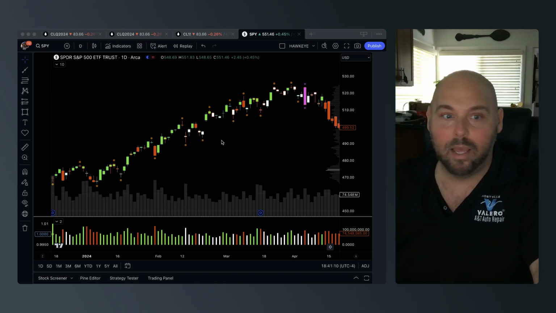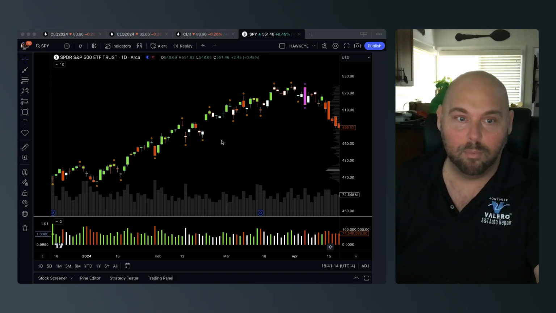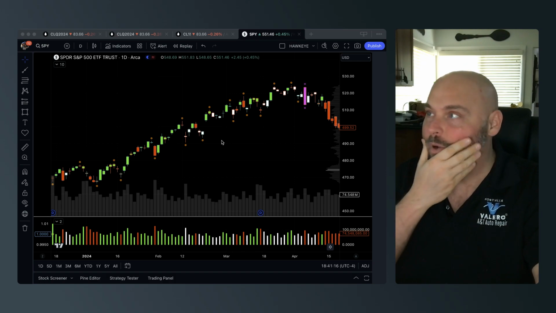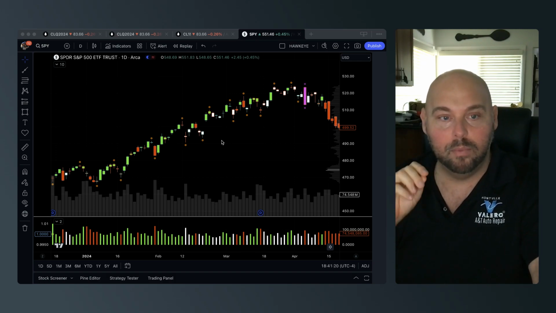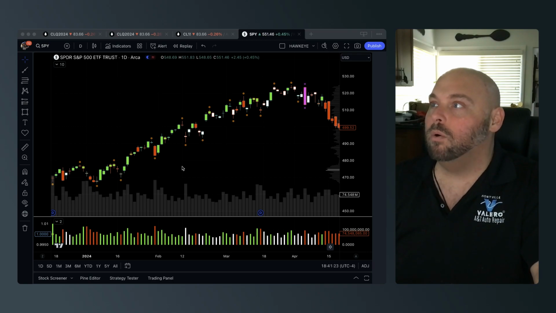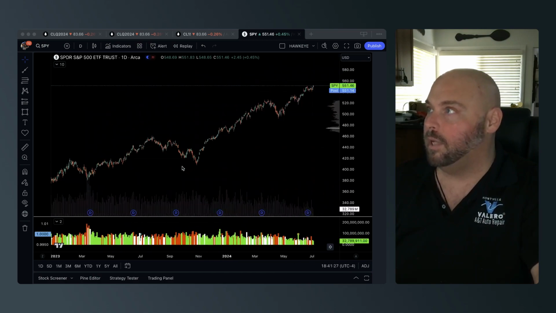What we're looking at here is the SPY. This is a daily chart, meaning each candle represents 1 day's worth of price action. Normal session, 9:30 a.m. to 4 p.m. Eastern Standard Time. I'm not hiding anything here. This is just a daily chart.